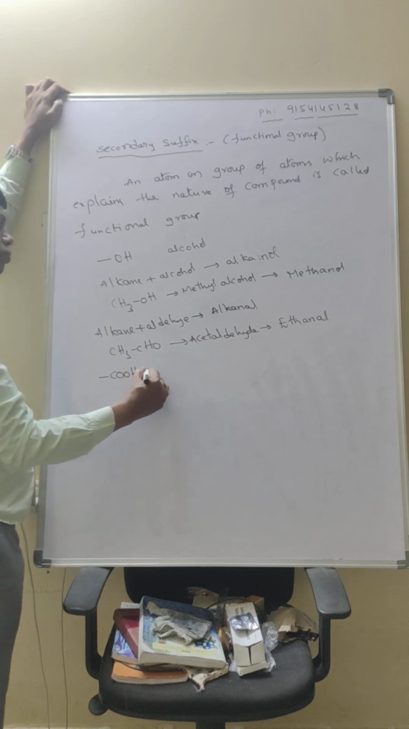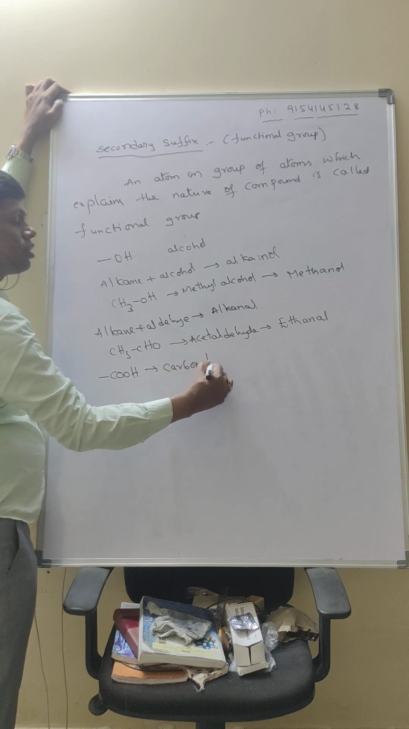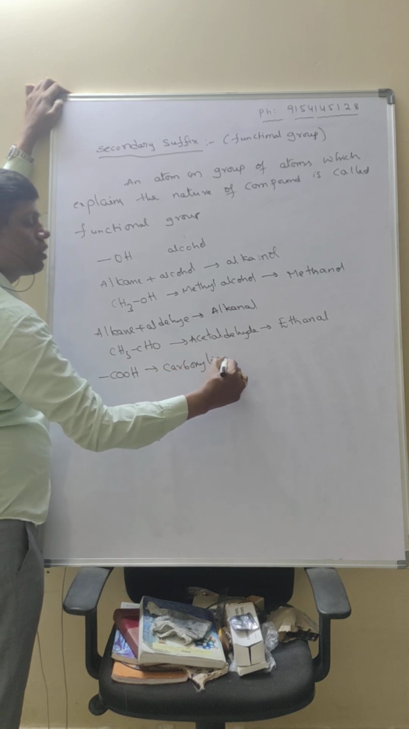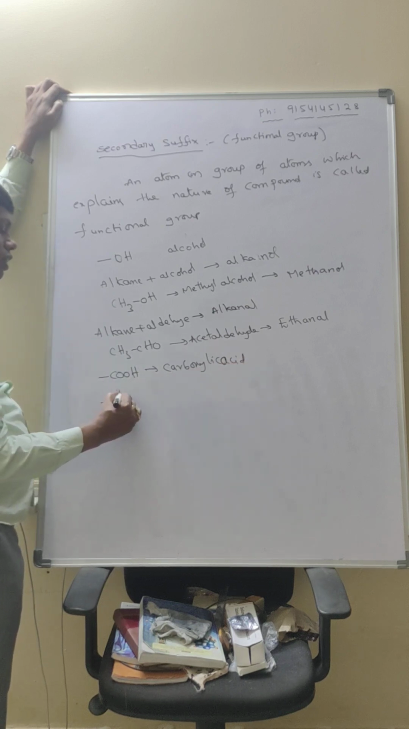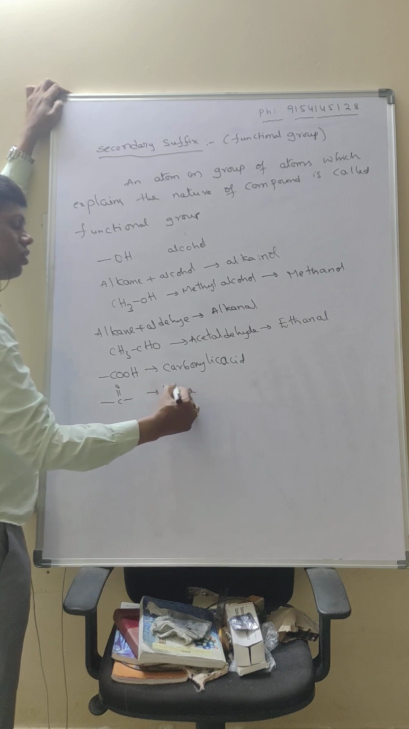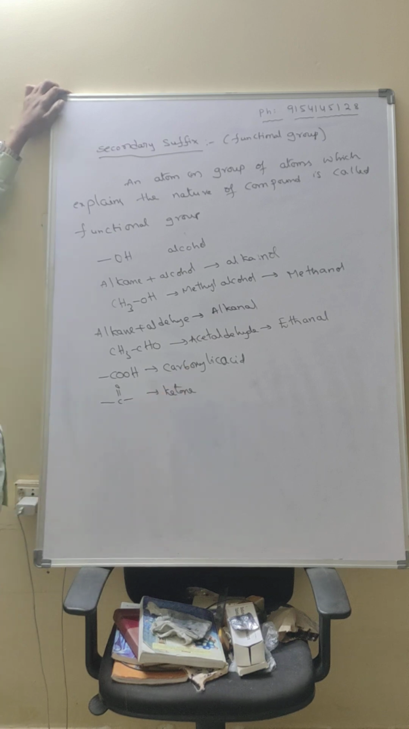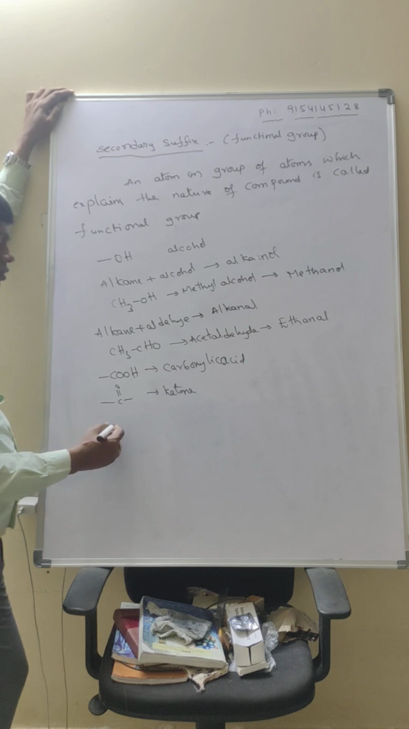COOH group is there means carboxylic acid. C double bond O group is there, ketone. These 3-4 words are the most important. So many functional groups are there like this.